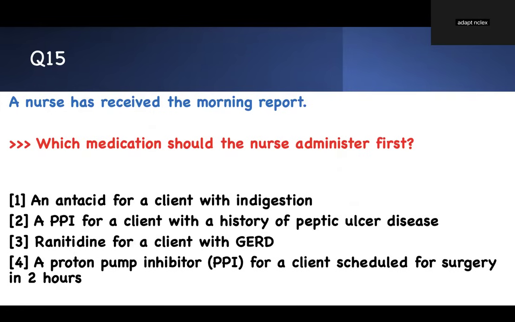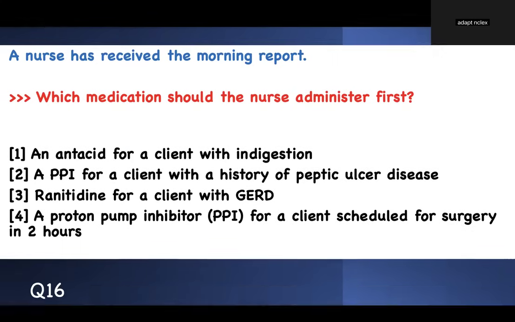In the last 2 questions, a nurse has received the morning report. Which medication should the nurse administer first? An antacid for a client with indigestion, a PPI for a client with a history of peptic ulcer disease, ranitidine for a client with GERD, and a proton pump inhibitor for a client scheduled for surgery. The key word is what? All of them need their medication, but the most important is pre-op medication. It takes precedence over everything. So give it to the patient who is going to surgery to prevent aspiration.